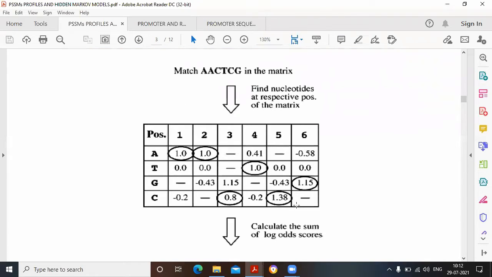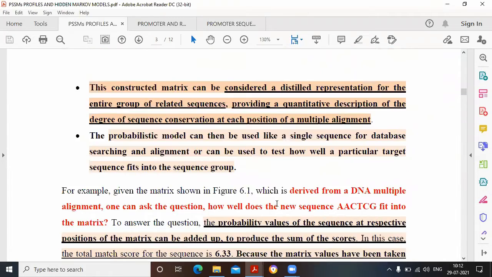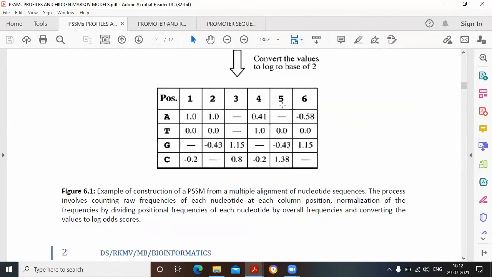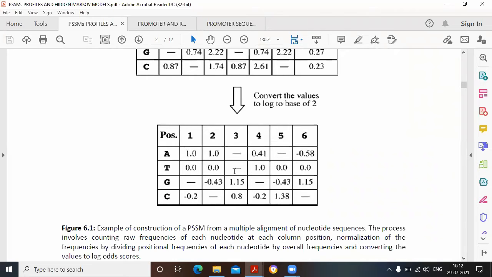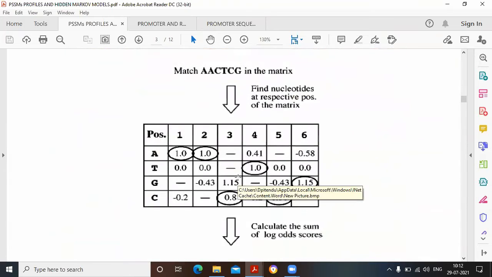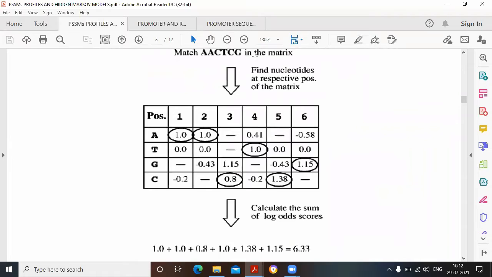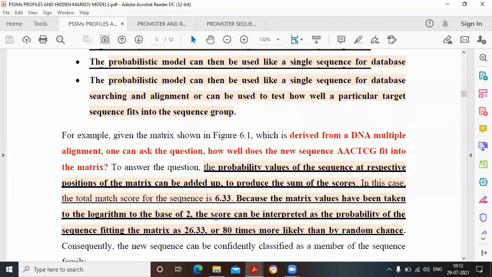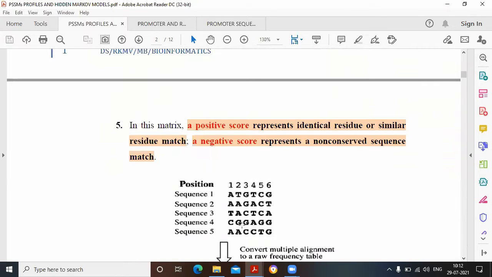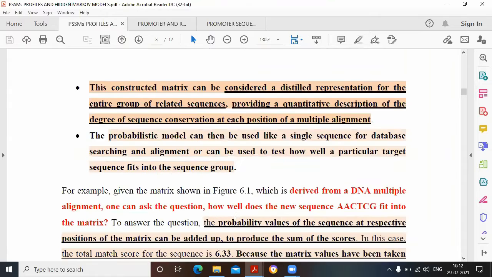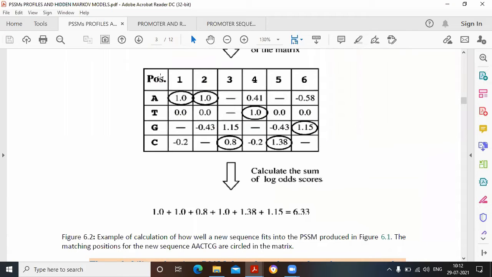In such cases, whatever tables we have prepared by taking the log 2 conversion of the values, you can put your sequence AACTG and see how well it fits in this particular table. To understand, we need to look at each position, and these positions come from the multiple sequence alignment process. So we can look at each of the tables.